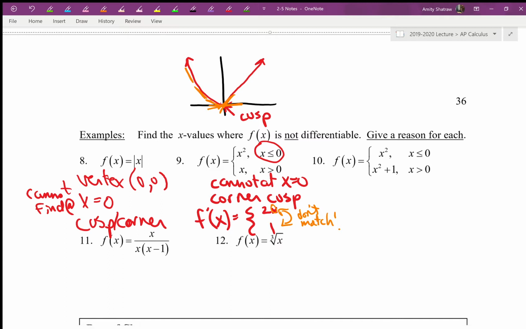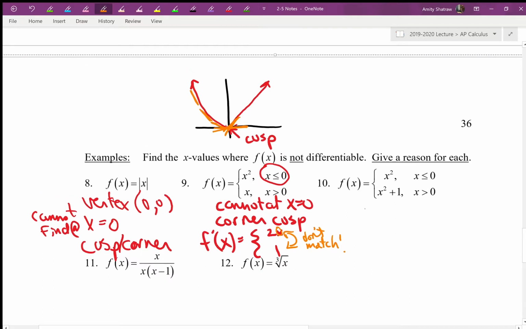Now I'm going to look at number 10, and I said, hey, I have a hint. If I take the derivative of this function, which I'll do really quickly, the first part is 2x. Wait a minute, the second part, I take the derivative of x squared, I get 2x, and then I take the derivative of a constant. Whoa, I got 0. So these technically match. Does that mean that the derivative can be found here?